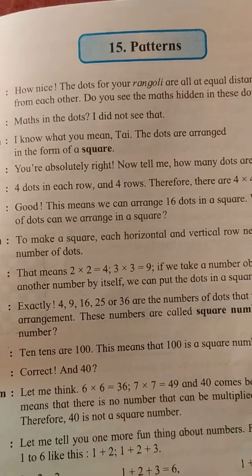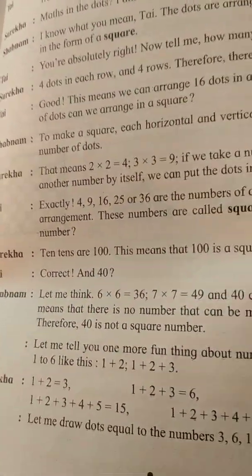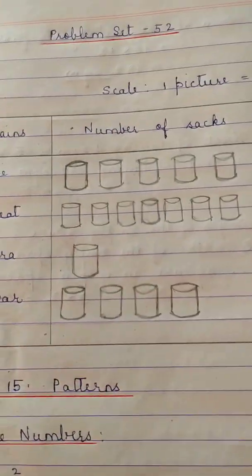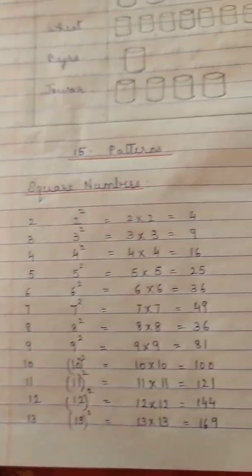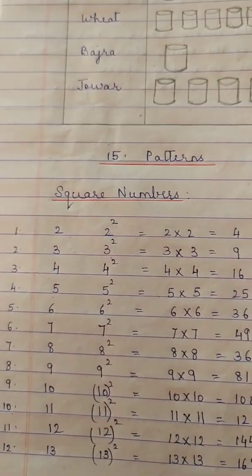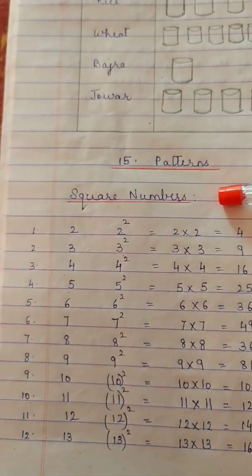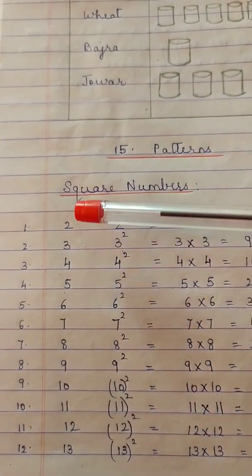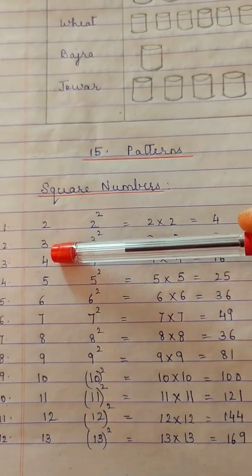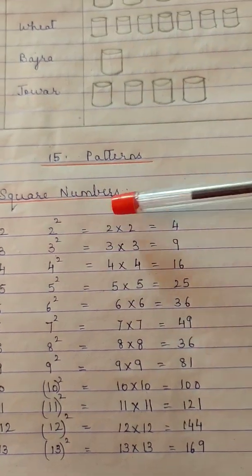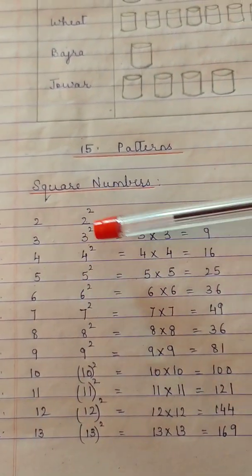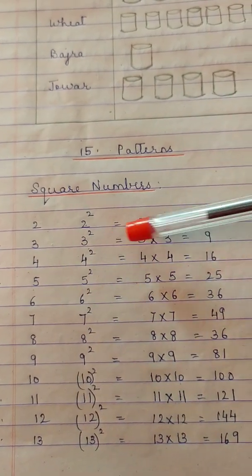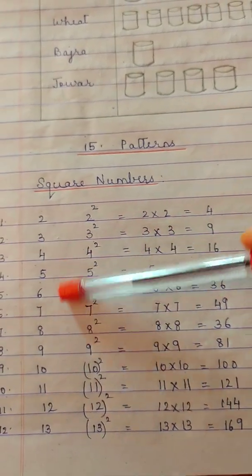Now I'll tell you what all is there in this lesson, what all you have to write. Okay. So to explain this, I have written a few things here. The chapter is patterns. First thing is square numbers. Now what is meant by square numbers? I have written the first number 2. What is the square of 2? 2 square, 2 into 2, 4. 3, 3 square, 3 into 3, 9. 4, 4 square, 4 into 4, 16, and so on.